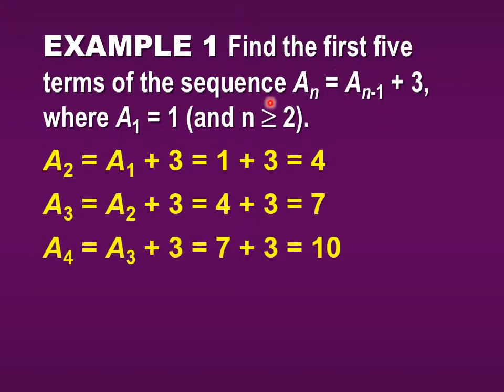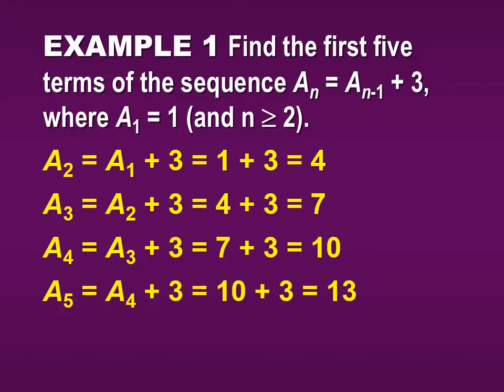Well, a sub 4 is equal to a sub 4 minus 1. 4 minus 1 is 3. So a sub 4 is a sub 3 plus 3. I know that a sub 3 is 7, so we have 7 plus 3, which is equal to 10.